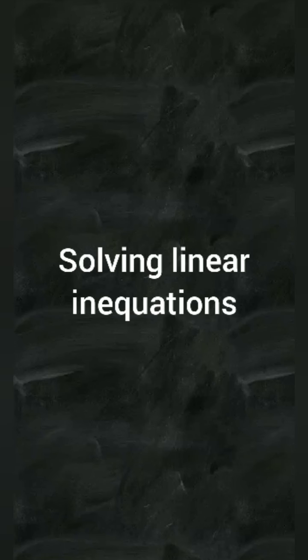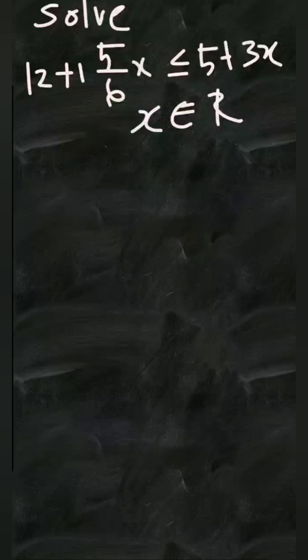In the first part of the linear inequation, we learnt what linear inequations are and how to solve a linear inequation. And in this class, we'll be doing some problems. Consider the question: solve the linear inequation 12 plus 1 5/6 x less than or equal to 5 plus 3x, where x is an element of R, that is, the set of all real numbers.